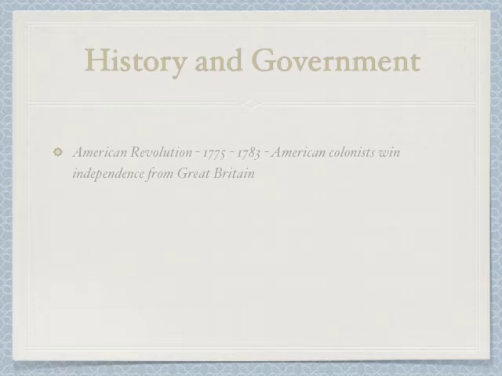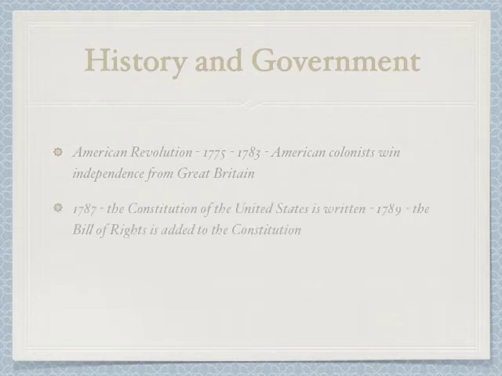Continued, we had the American Revolution that ran from 1775 to 1783. This is where American colonists won independence from Great Britain. And in 1787, the Constitution of the United States is written. In 1789, the Bill of Rights is added to the Constitution.